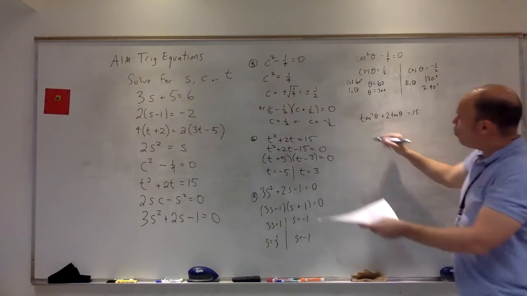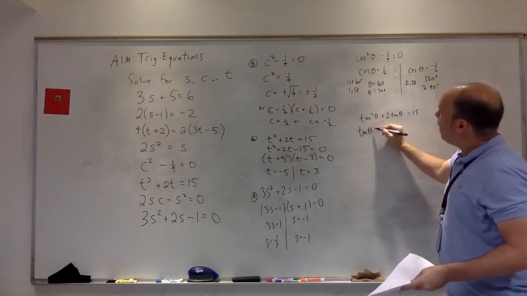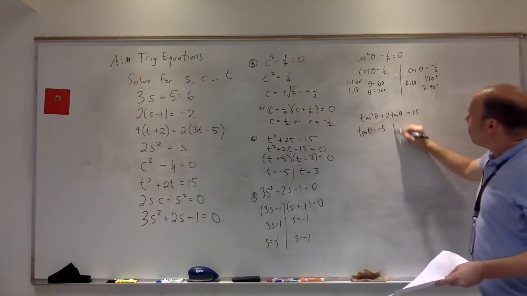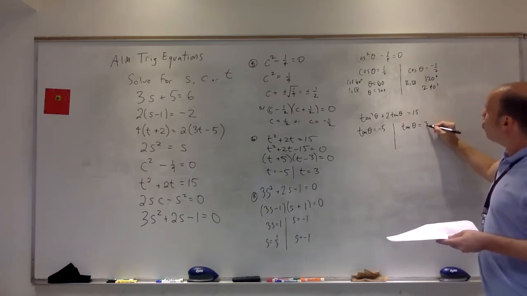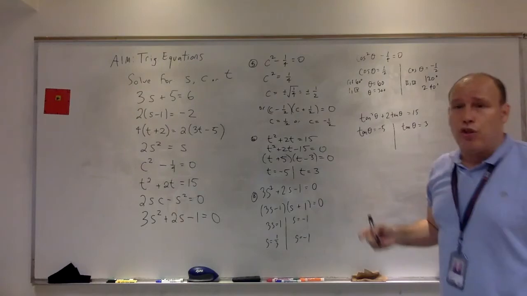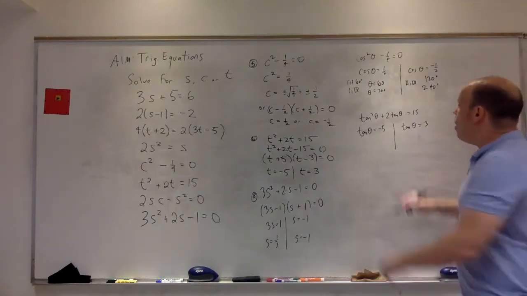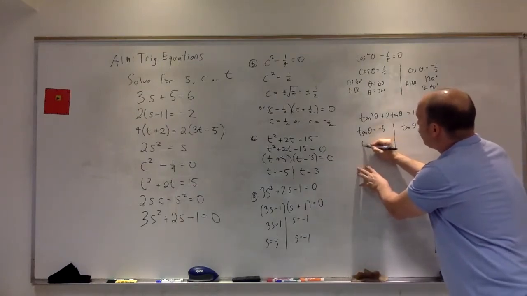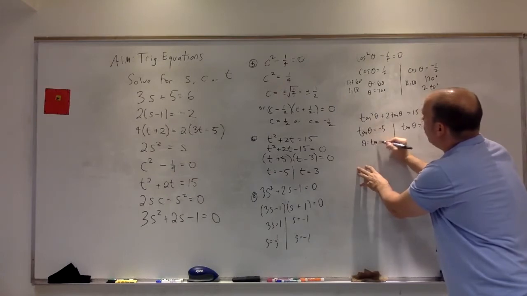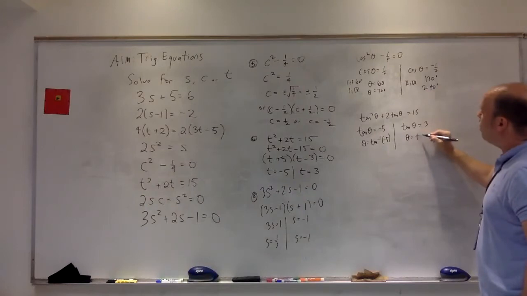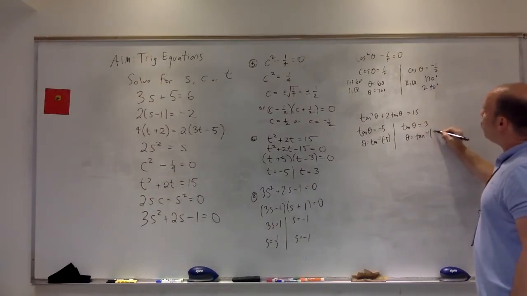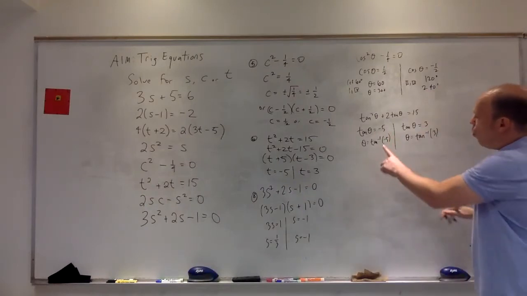We had 2 solutions. The tangent of theta equals negative 5, and the tangent of theta equals 3. For these we're going to have to use the GDC. So first of all, the inverse tangent of negative 5 and the inverse tangent of 3. Now, we're looking for a negative.